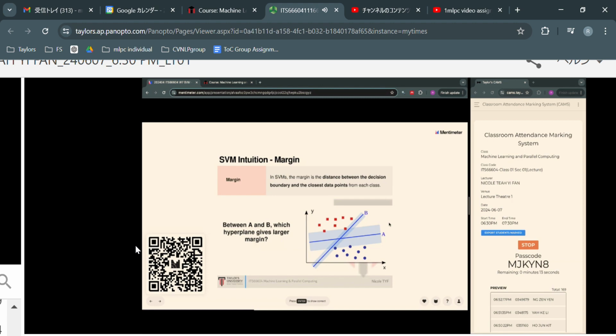So a quick question before we proceed. We talked about this decision boundary and how this SVM is trying to maximize the margin in its training process. So there are two hyperplanes here. Between A and B, which hyperplane gives a larger margin? This is to make sure that you understand the meaning of margin that we have been talking about.